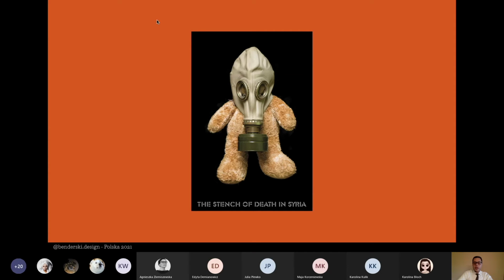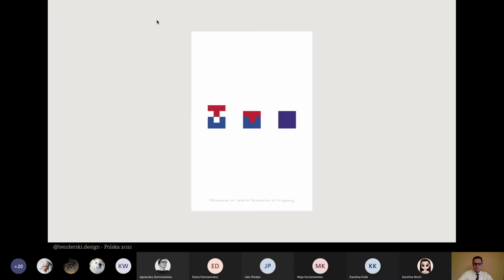This poster was created a couple of years ago when the Syrian government started to bomb their own population with gas. And this poster focused on war, on the children. So when you create a poster for war, people don't want to see blood. They want to touch their feelings. So how did I do it? With empathy. The situation is so complicated there that even a teddy bear has to use a mask.